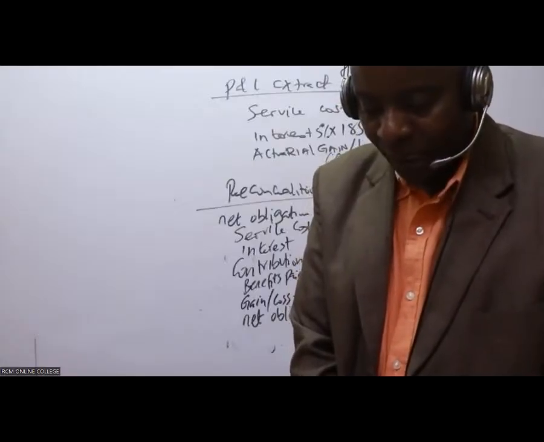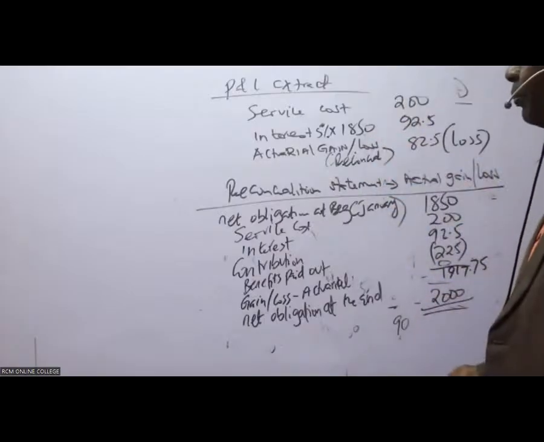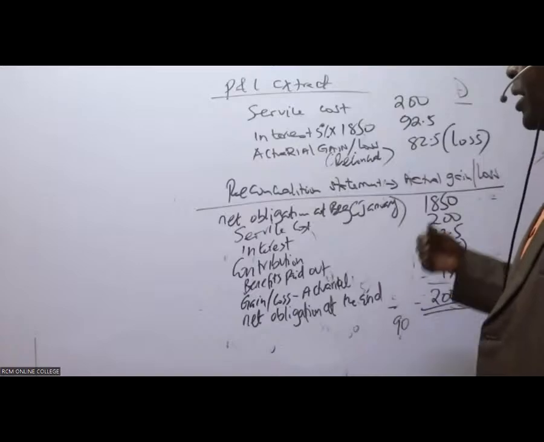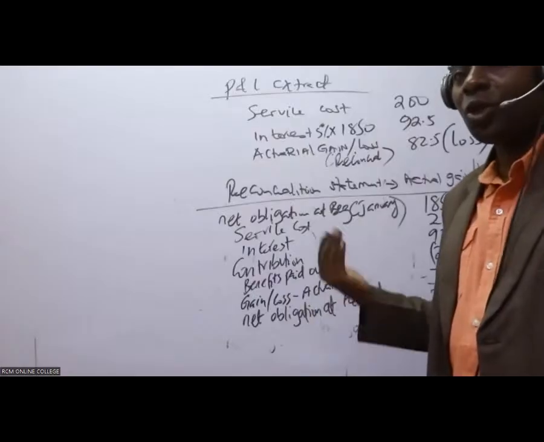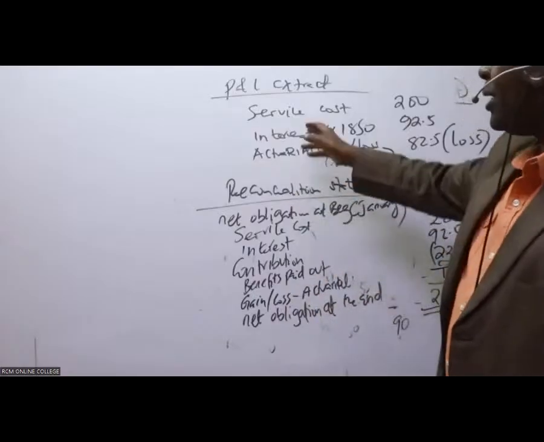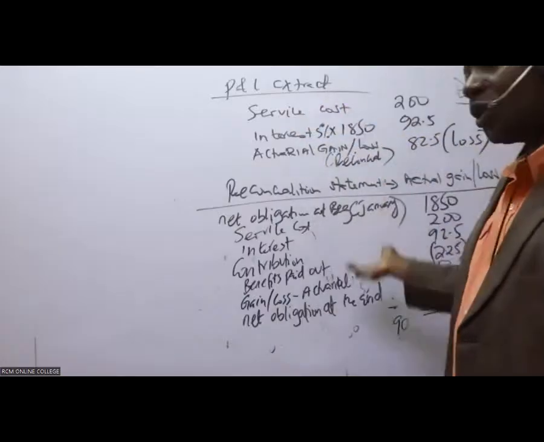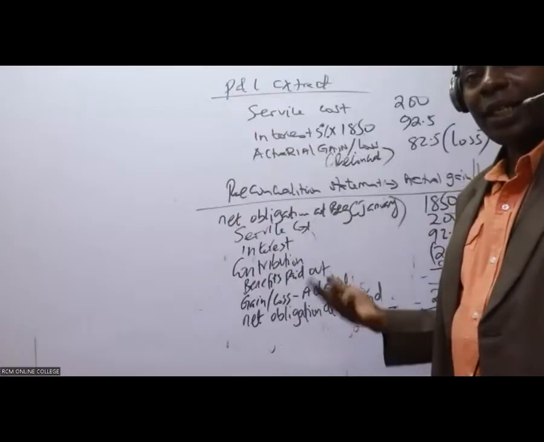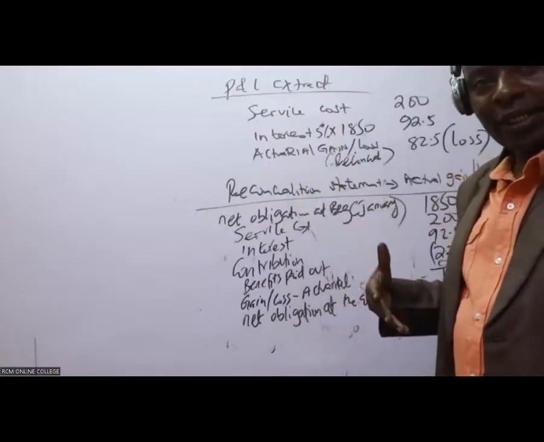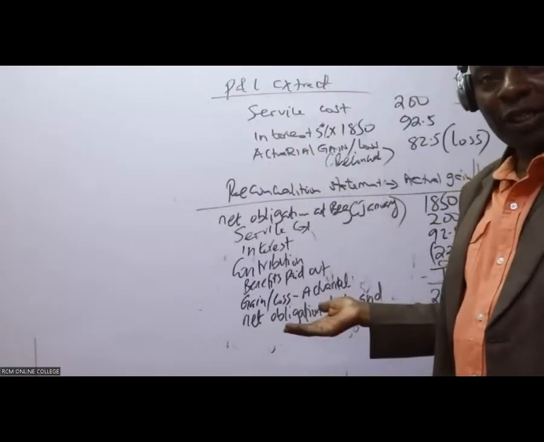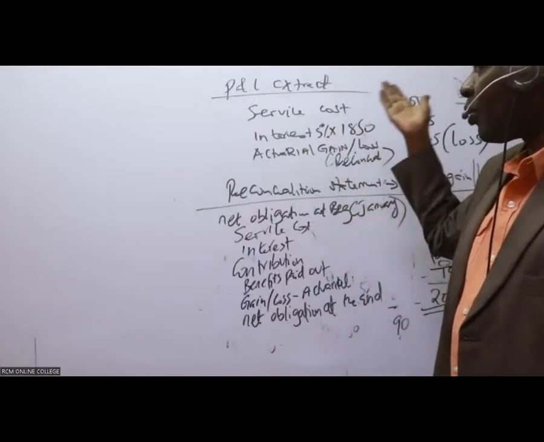So, ladies and gentlemen, the explanation here is that any service cost is increasing the obligation to the plan, and therefore I will debit the P&L. I'll take this to the P&L as an expense. Interest is an expense. I'll debit this interest expense, or I simply take this to the profit and loss account.